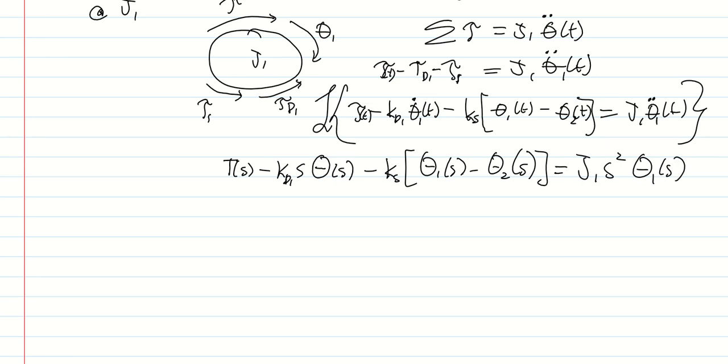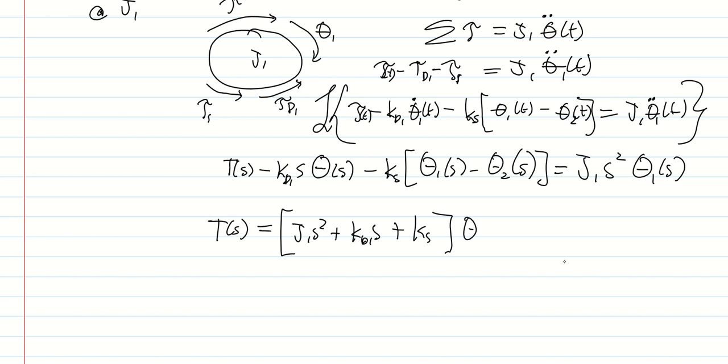Then we can rearrange this into the form where we factor out theta 1 of s, and solve for the input. Then all the rest, we put at the other side. This will be equal to, factoring out that theta 1 of s, J1 s squared. Then KD1 times S will be put at the right side, so it will become positive. Then for the theta 1 of s term, minus Ks, so plus Ks.